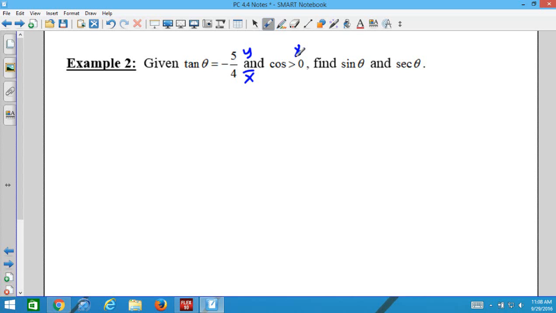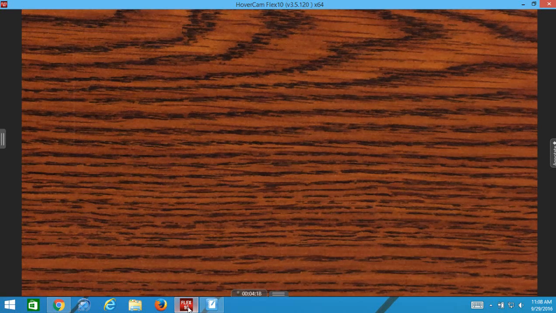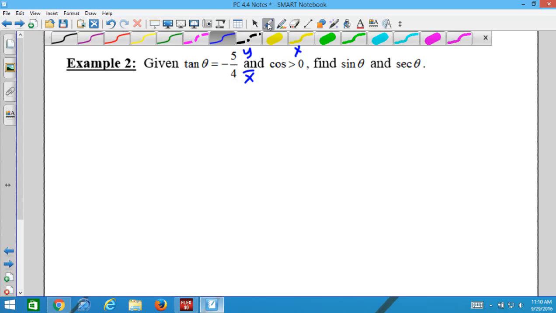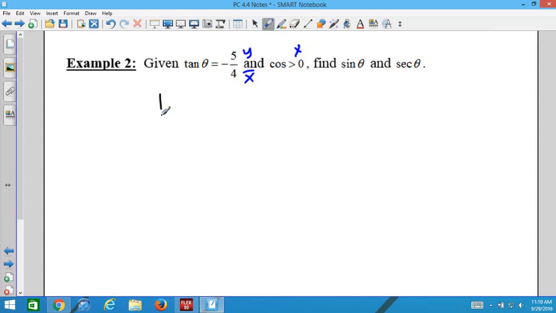So should we draw out this triangle? Yes, so I'm pausing it. You draw out the triangle, because that's our ordered pair right there. So 4, negative 5. So we thought about this.